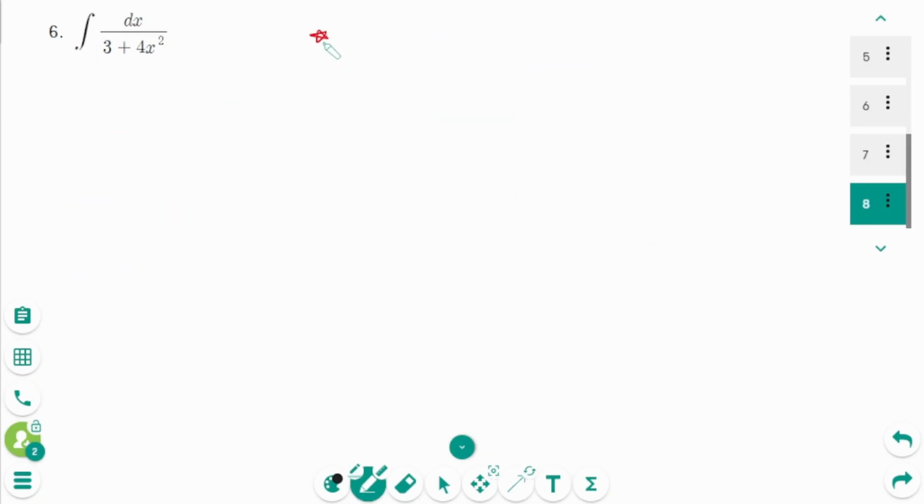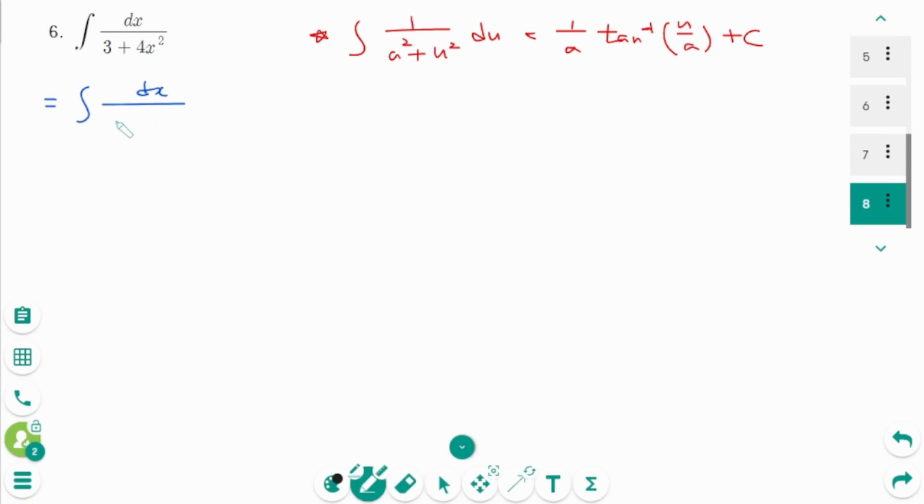Number 6, use the formula. The integral of 1 over a squared plus u squared du equals 1 over a arctangent u over a plus c. So we can rewrite as the integral of dx over 3 plus 2x squared. Then let u equal 2x.